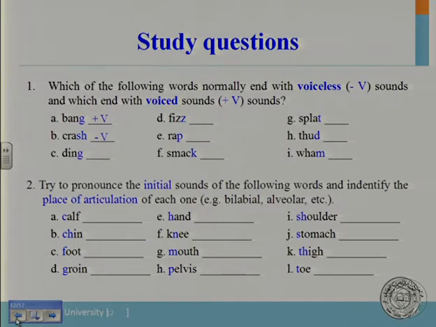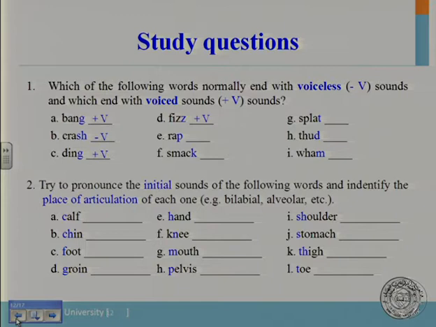Now, let us see. Ding. Try to practice. Ding. Is it voiceless or voiced? The answer is, of course, it is a voiced sound, g. Next, fizz. It's very easy. Absolutely right. It is a voiced sound, Z. You can feel the vibration.